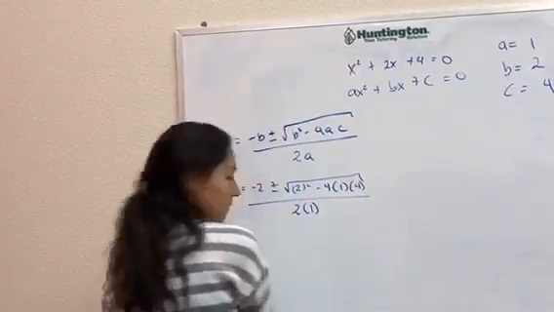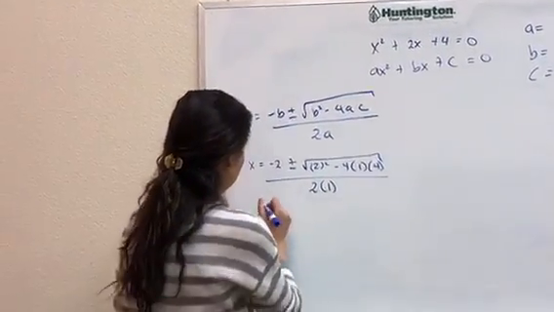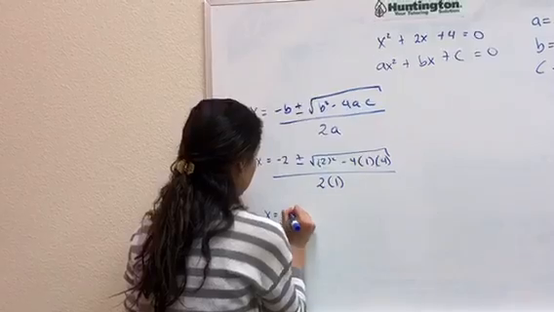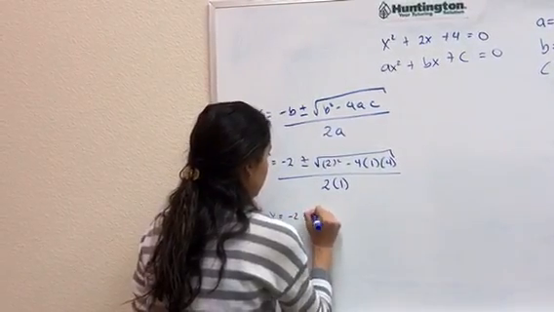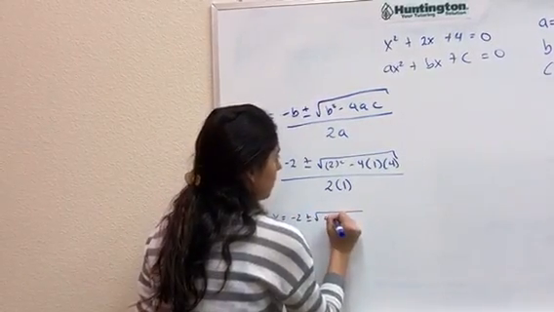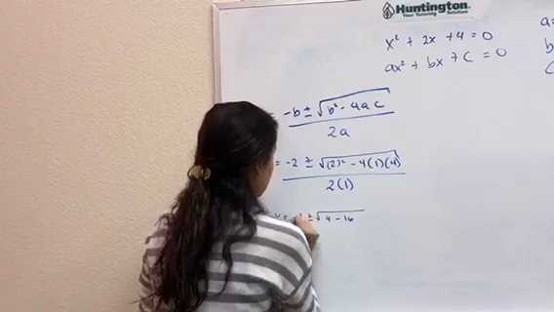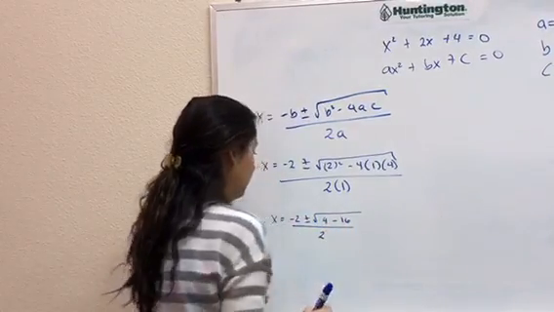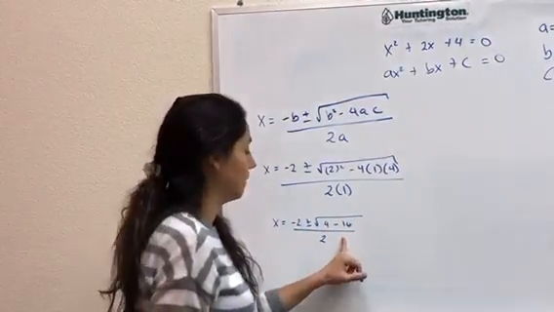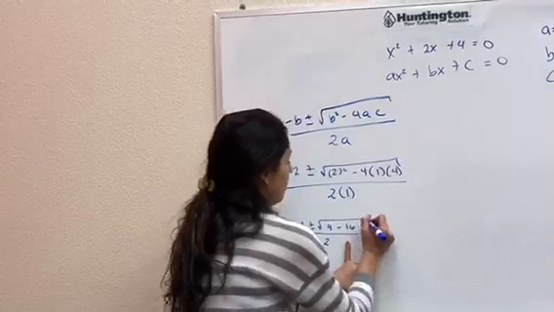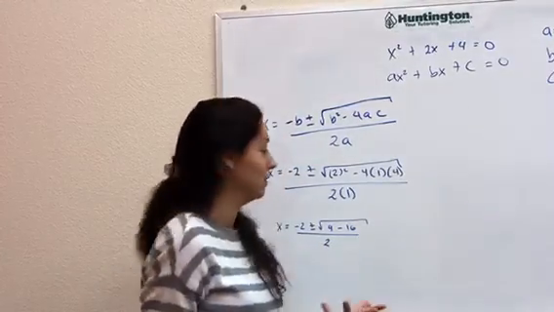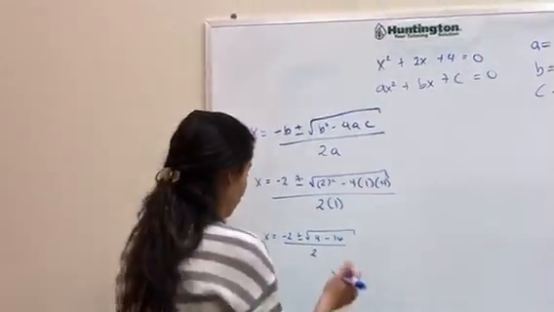So let's simplify this a little bit and go from there. So x equals negative 2 plus or minus the square root of 4 minus 16 all over 2. And here we notice something special. We're going to have a negative within our square root, which is not what we want, but it's what we have, so we need to think about imaginary numbers.